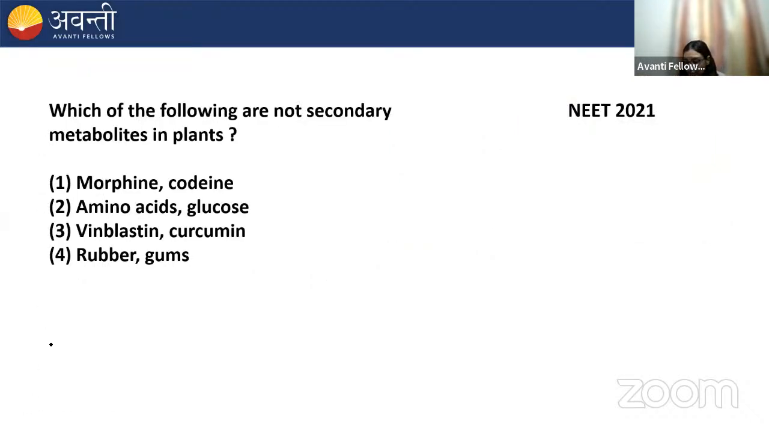Now let's discuss some of the questions. The question says, which of the following are not secondary metabolites in plants? I told you that secondary metabolites are the metabolites which are not essential for the normal physiological process. Options are: option 1 says morphine, codeine; option 2 says amino acid, glucose; option 3 says vinblastine, curcumin; and option 4 says rubber and gum. The question is asking which of the following are not secondary metabolites in plants. Remember, they're asking not.